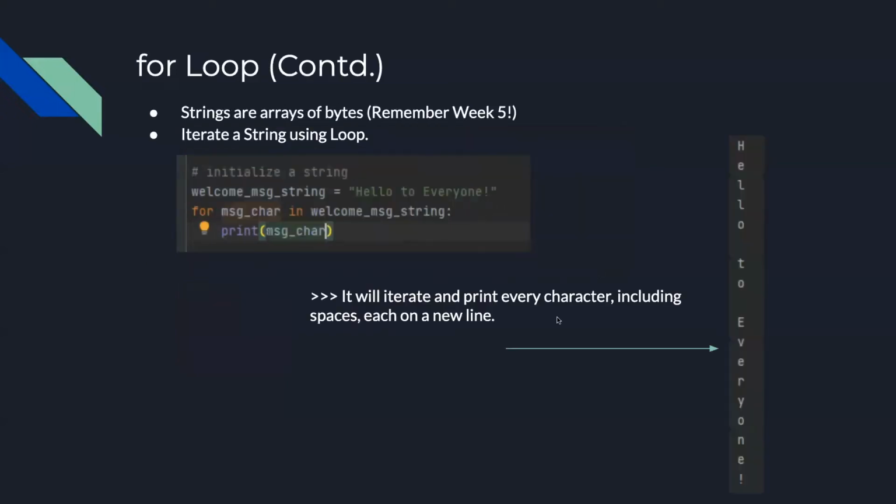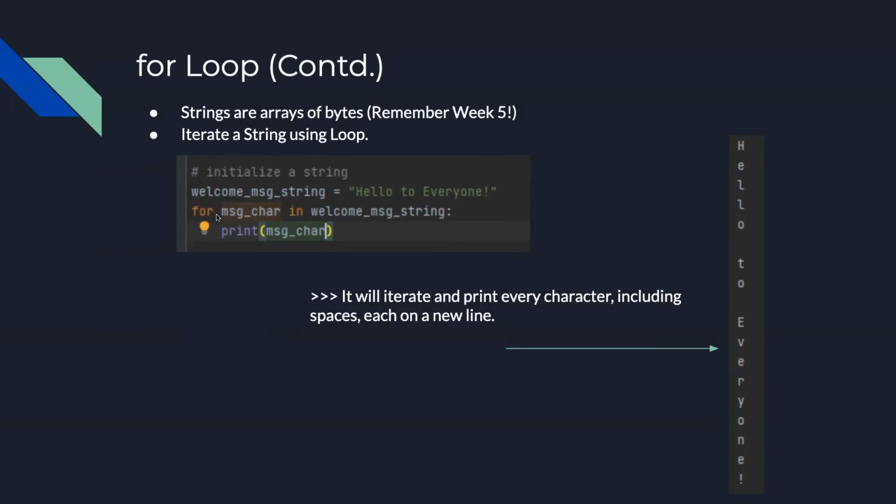All right. So for loops continued, strings are arrays of bytes. Remember last week when we talked about the relationship between strings and lists. So we can think of strings as an array of bytes, so we can iterate a string using a loop. In this particular case, we're going to initialize our string. We have our welcome message string, we set that equal to hello to everyone. And then we have for message char in welcome message string.